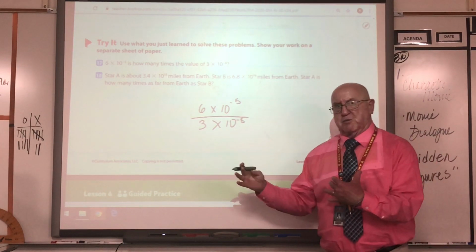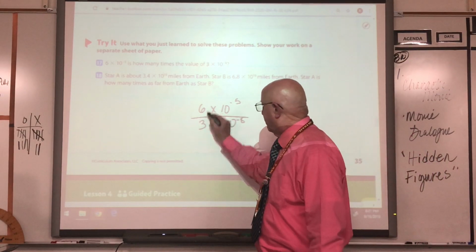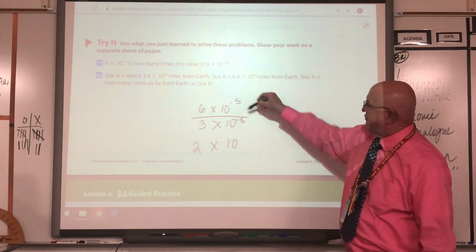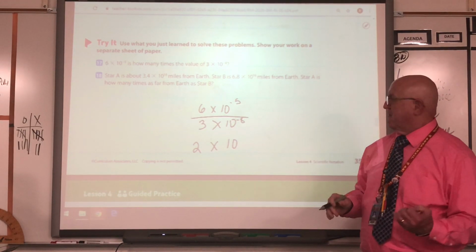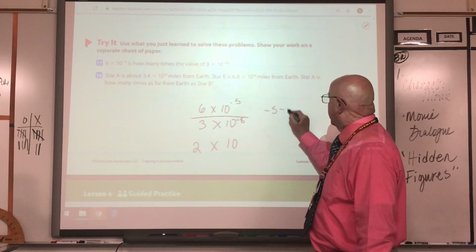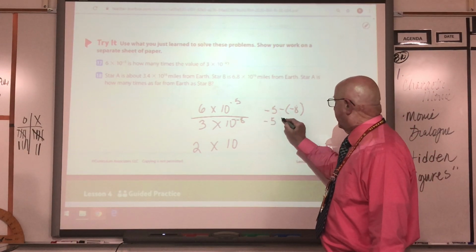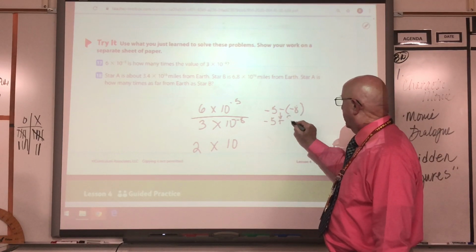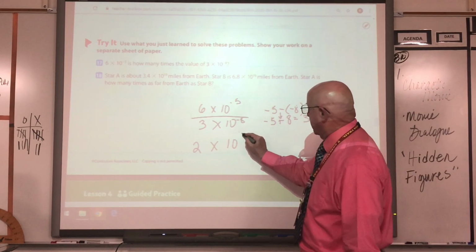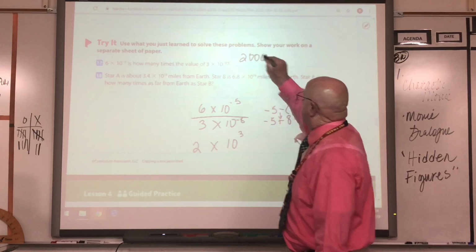We're going to do this in two different steps. First we divide the decimals, and we get 2. 6 divided by 3 is 2. Then we keep the 10, and we subtract the exponents. You have to be very careful here, because it's negative 5 minus a negative 8, which means we keep the negative 5, change the minus to a plus, and change the negative 8 to its opposite. Negative 5 plus 8 is equal to 3. So it becomes 2 times 10 to the third, which makes it 2,000 times.